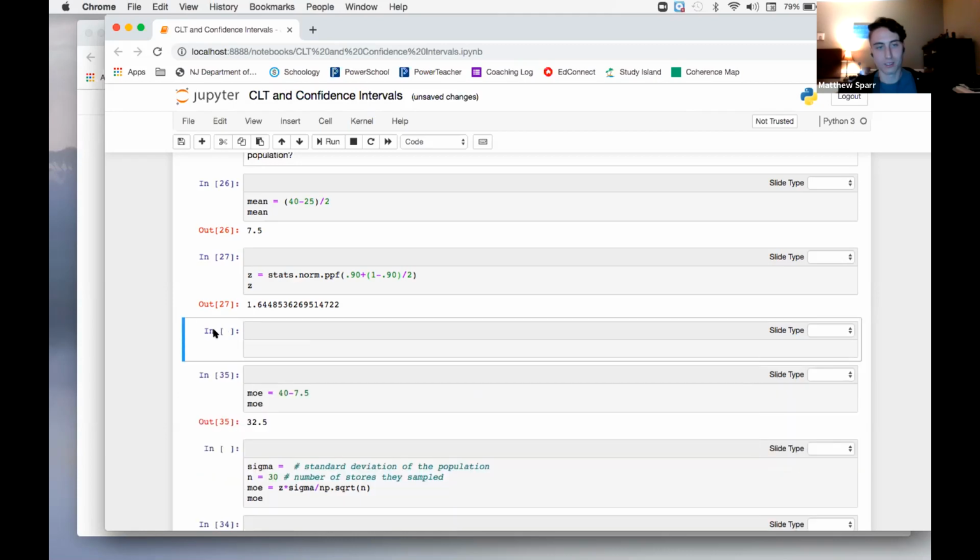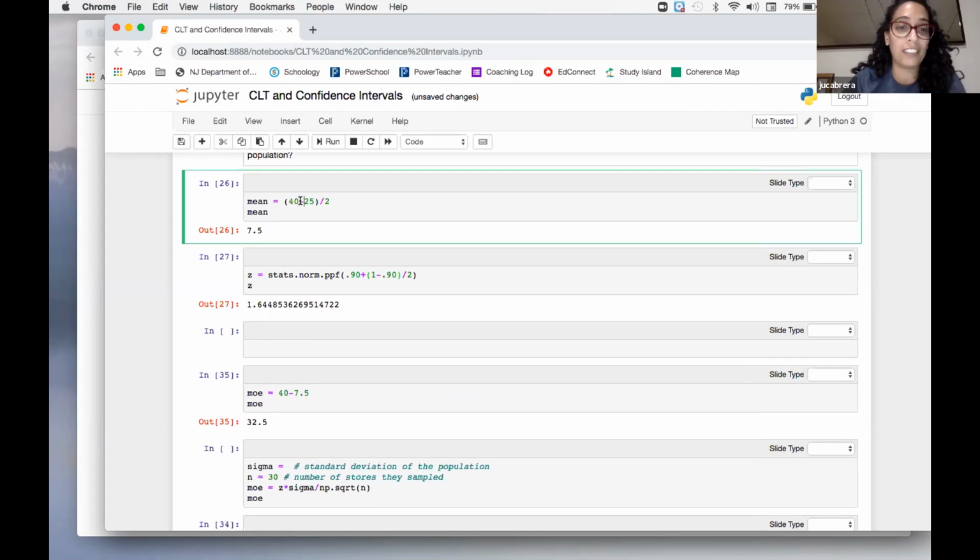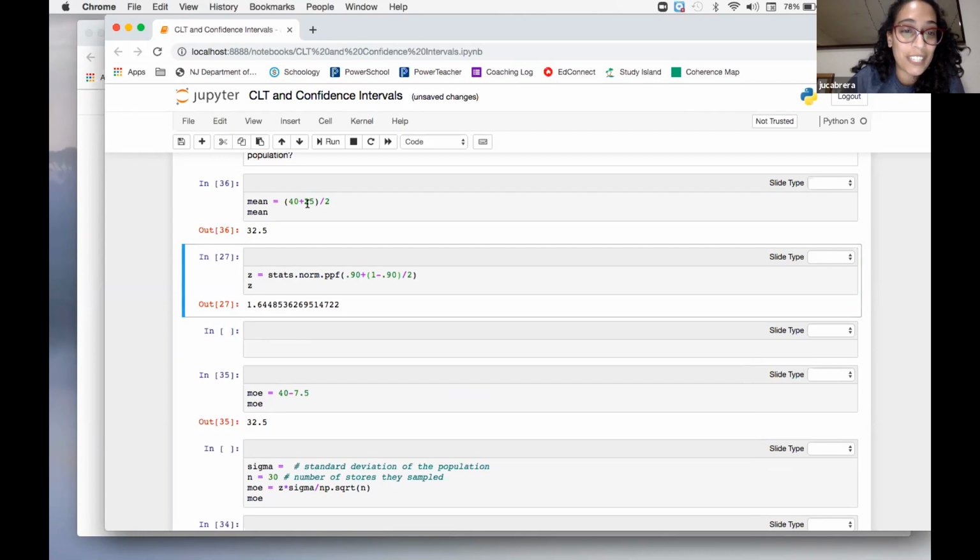Okay. So first, let's calculate the mean of the sample. So we know that the lower limit on the interval is 25 and the upper is 40. Right. And we know the mean's in the middle of that. So how would you find that middle point? Add. Yep. Add and divide, and I subtracted for some reason. Yep, there it is. Okay.